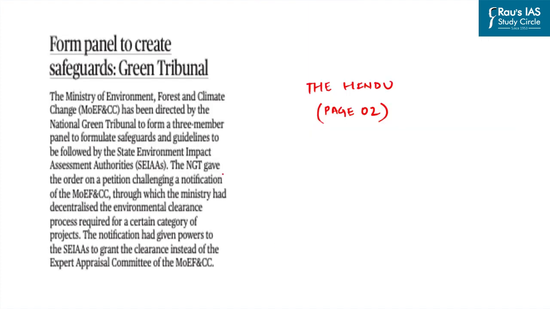Further, the correct answer for the previous year question is option D. Moving on to the next article of the day that has featured on page 2 of The Hindu, it basically talks about the National Green Tribunal. The National Green Tribunal has directed the Ministry of Environment, Forest and Climate Change to constitute a three-member panel to formulate safeguards and guidelines to be followed by the state environment impact assessment authorities.